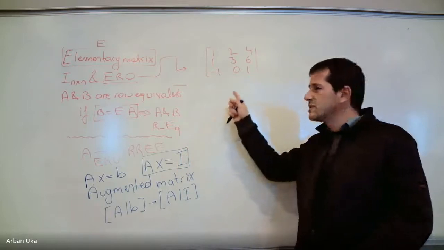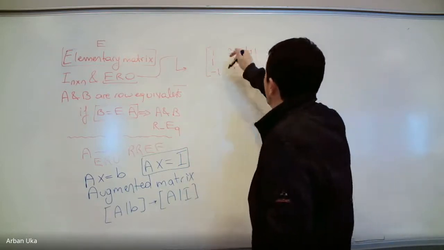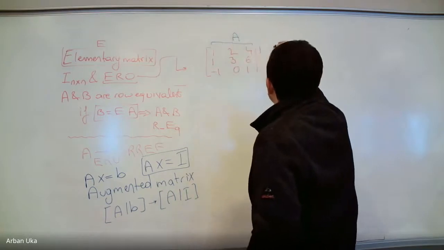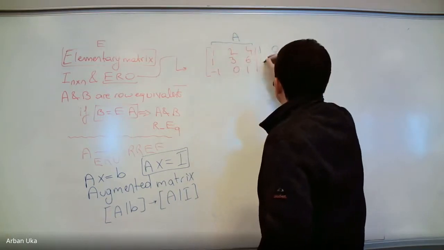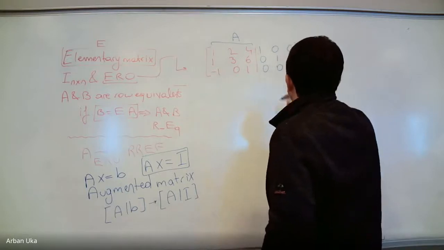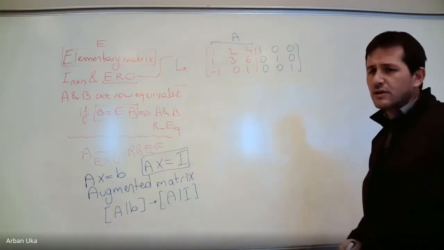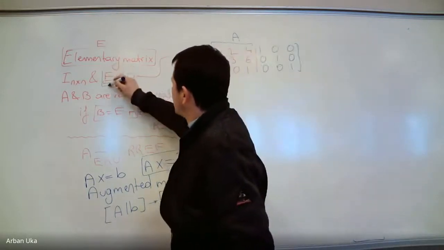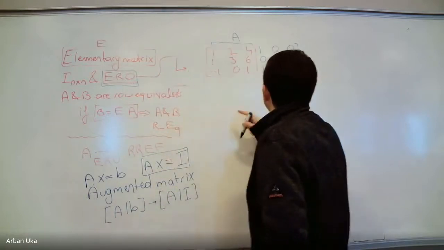So let's try to do the same here. We wrote the A, so this is A. Let's write the identity matrix, which is 1, 0, 0, 0, 1, 0, 0, 0, 1. And let's apply the ERO, the elementary row operations, which are defined here.